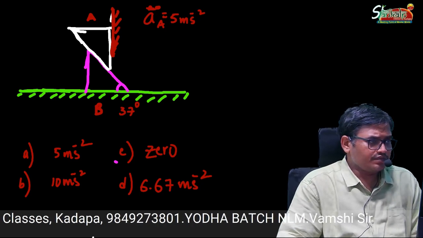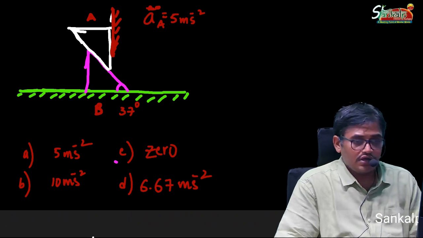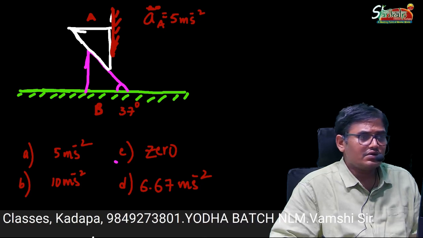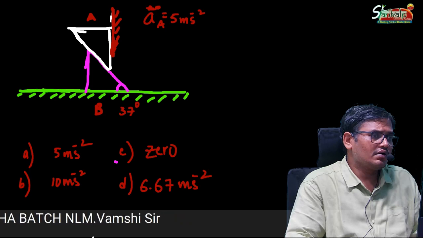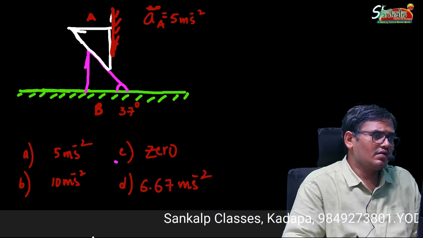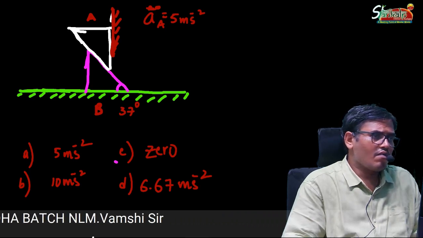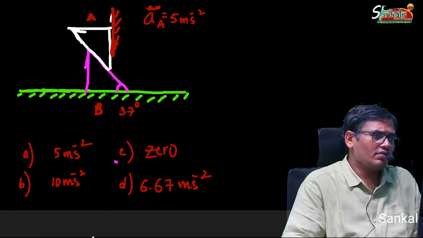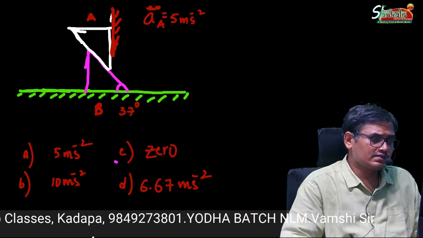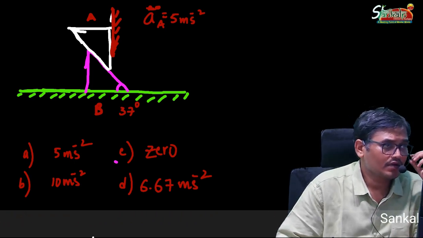Right children, look, wedge A and wedge B I gave. Wedge A acceleration is 5 meter per second square. He is asking to find the wedge B acceleration. How many finished? Raise your hands. Very good. Okay, I'm observing you. Right children, let us see how to do this problem.